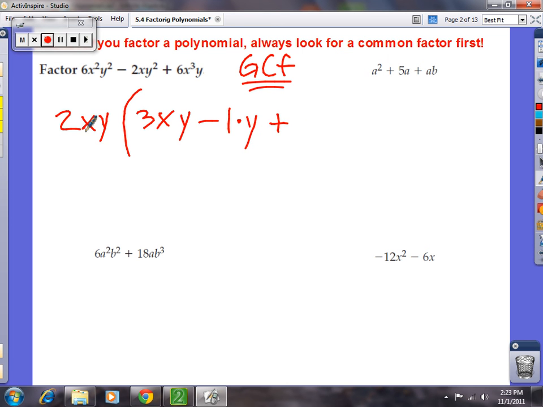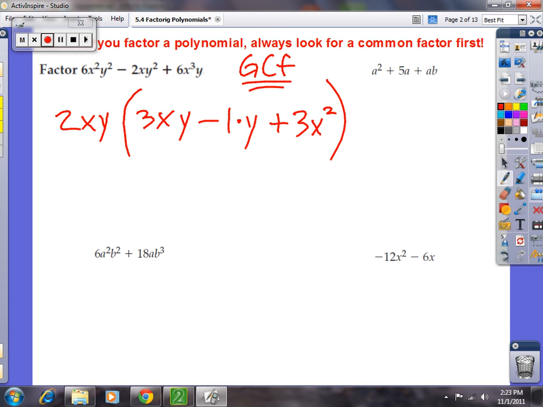So let's do the last term. 2 times what is 6? 3. X times what's x cubed? X squared. And that's it. You're done. That's not bad. That's a lot easier than dividing polynomials. Okay, you guys try this one on your own: a squared plus 5a plus ab.